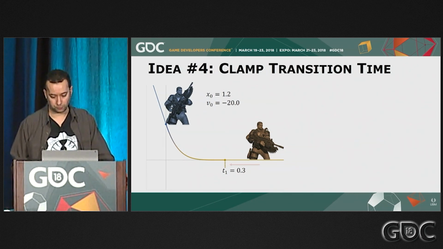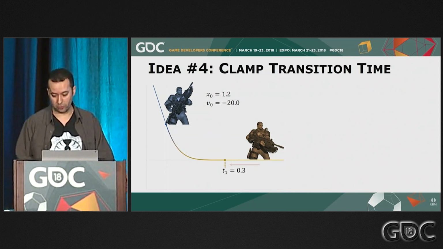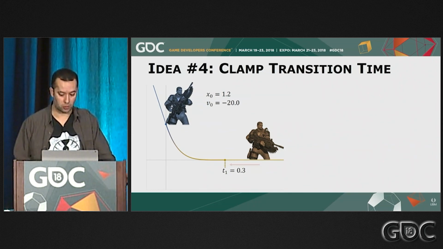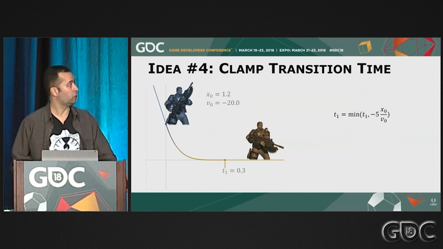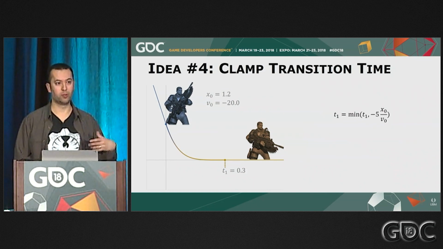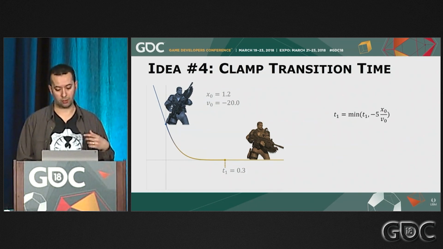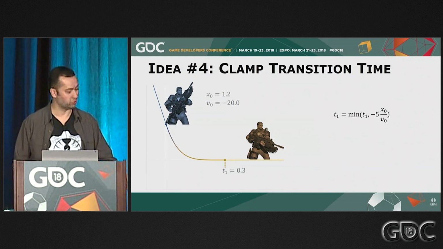So how did I come up with that 0.3 in this slide? I won't get too much into the math. I'll just give you the answer, which is basically that. We take the original requested time, and we take the lower of that or -5 x0 over v0.